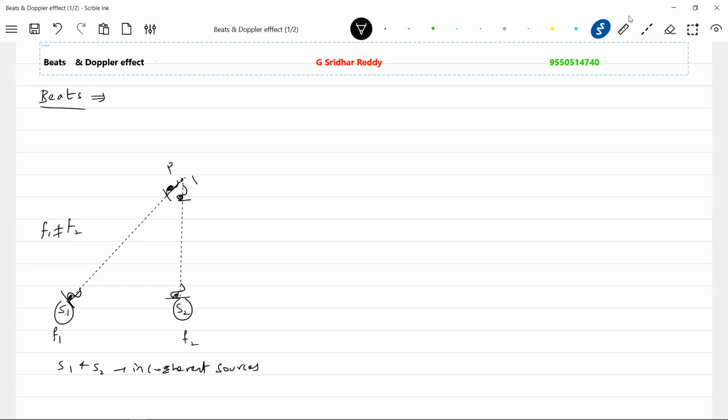Okay, now the waves will arrive at point P. So let me define the superposition at x equals 0. What is y1? y1 is equal to a sin(omega1 t minus kx). What is y2? a sin(omega2 t minus kx). Let both have the same phase at that particular point, and let the superposition be at point P.